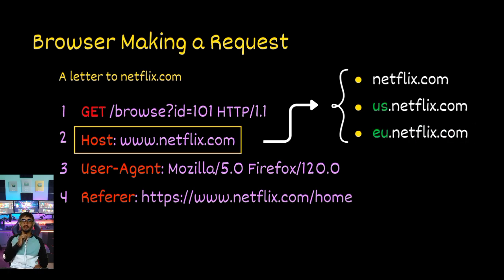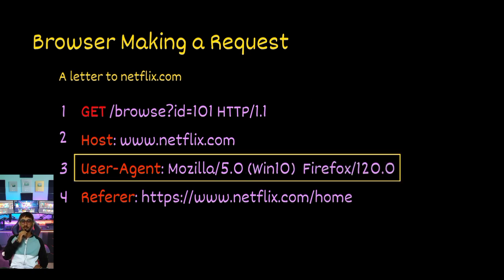When your browser says in the first line, "Hey server, please give me the page for movie ID 101," the server needs to know which version of the site you want. The US one, the European one, or the global one. That's what the host line does.